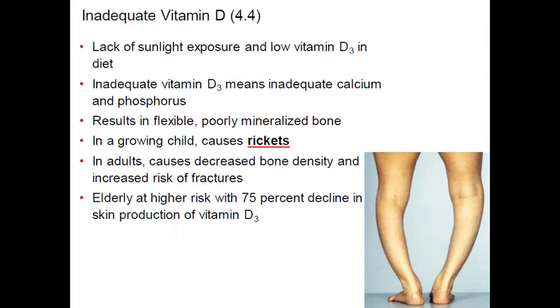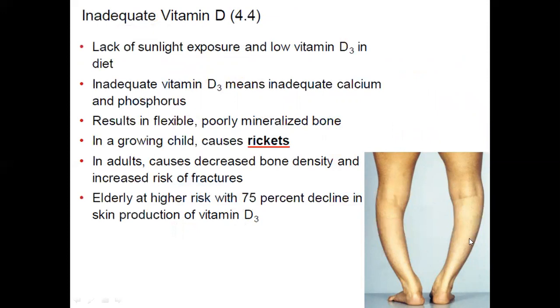So inadequate vitamin D, I mentioned, may inhibit calcium absorption. So if you don't have enough exposure to sunlight, and you don't have enough vitamin D in your diet, you can have inadequate amounts, which will lead to inadequate amounts of calcium and phosphorus in the bone, which can lead to weak, brittle, and flexible bones.